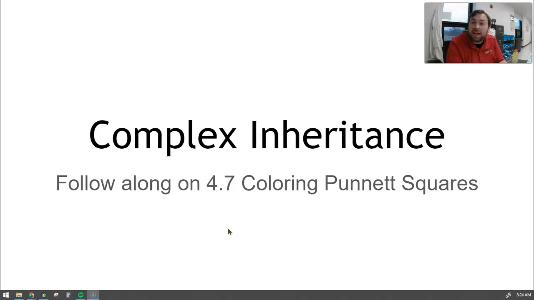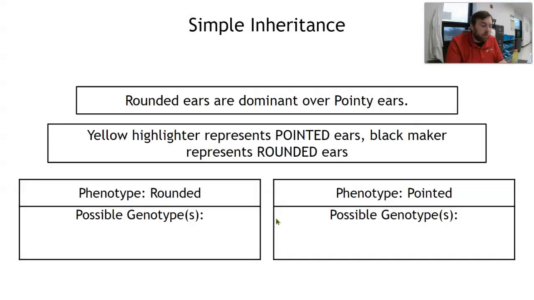So it's kind of like a guided tutorial here. So in the first part of 4.7, it's talking about simple inheritance. Simple inheritance is what you've been learning so far on how we just take the dominant allele over the recessive allele, and it'll show up every single time. So in this case, we have rounded ears are dominant over pointy ears.